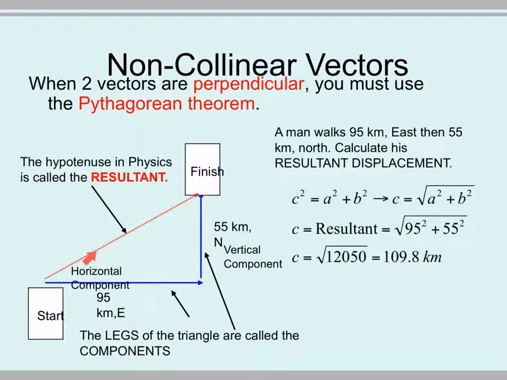Now this is called the resultant, and to calculate the resultant we will use the Pythagorean theorem. The Pythagorean theorem is c squared equals a squared plus b squared, or we can simplify it into c equals the square root of a squared plus b squared. So this represents my a squared, this represents my b squared, and we plug these in, and we get c equals the square root of 95 squared plus 55 squared. We solve, and we get our displacement as 109.8 kilometers.